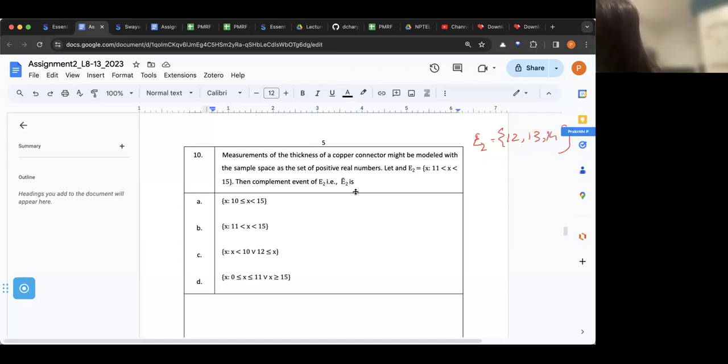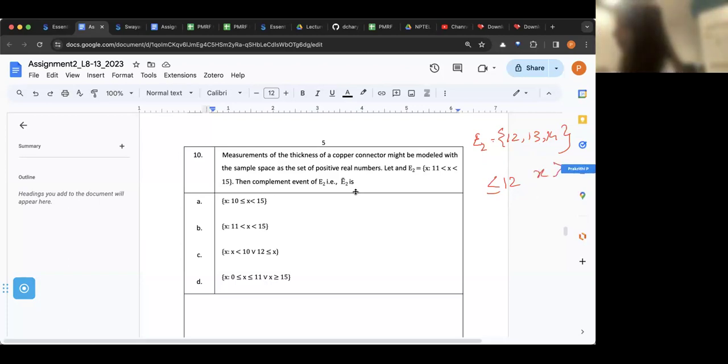Now the complement of E2. What is the complement of E2 now? The complement of E2 is all the elements less than or equal to 12 and all the elements greater than 14. So you just have to see which of these options makes sense. Yeah, this option makes the most sense. It has X from 0 to 11. Sorry, it's not equal to 12. Yeah, complement. So we already have 12 here.